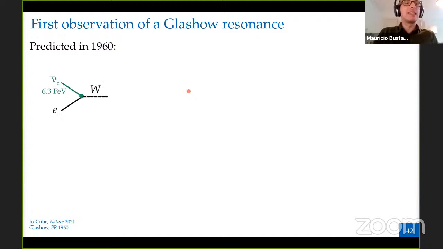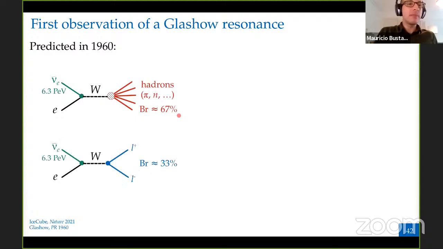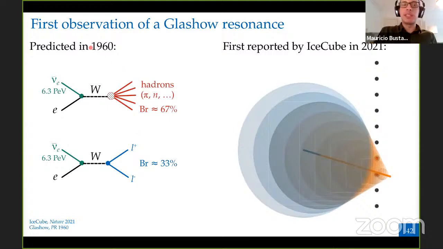It was predicted in 1960, and it's when a ν̄e of very high energy interacts with an electron, creates an on-shell W boson, which then decays and gives you a branch into hadrons with a branching ratio of 67%. It can also decay into a pair of leptons, of course. This was predicted in 1960, but it was just reported in 2021, so a few months ago.